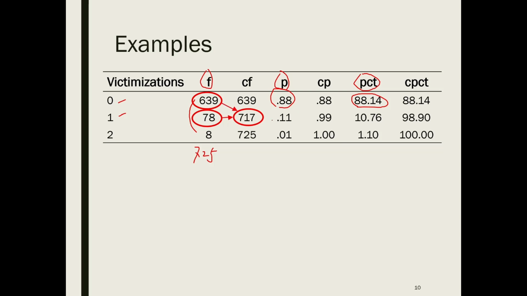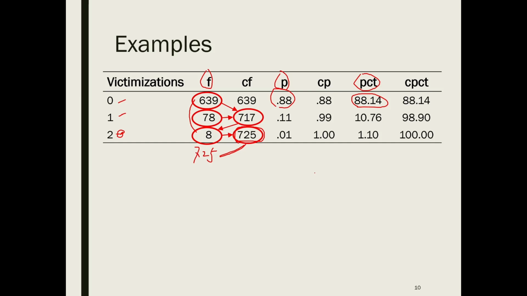So you can simply say that there are 717 people who have been victimized only one time or not even been victimized in the last year. And if you add those 8, you get that there are 725 people who have been victimized 2 times or less than 2 times in the last year. Since 2 is the highest category, this 725 also represents the total sample size. See, that's the same number, 725.